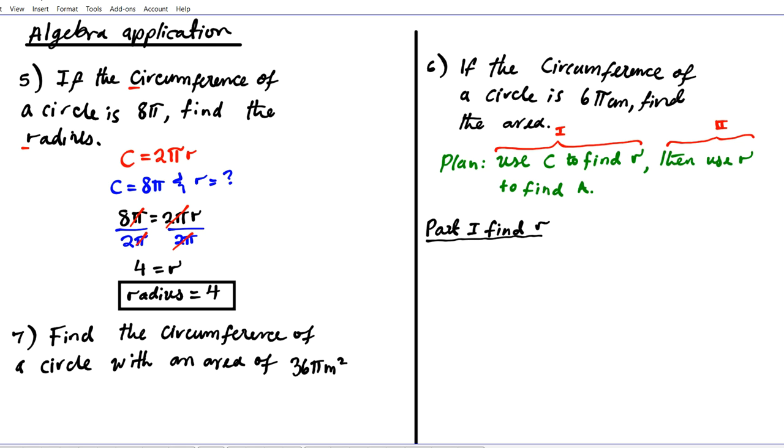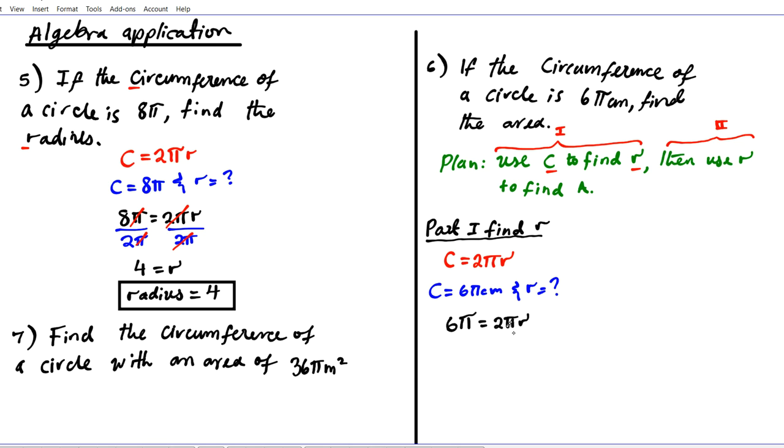So given the circumference, we want to find the radius. So what formula relates to circumference and the radius? We know what it is, right? C is equal to 2 pi r. So this will help us find what the radius is. What do we know? We know that the circumference C is 6 pi centimeters and the radius is unknown. So let's substitute that into the equation. We have 6 pi is equal to 2 pi r. So like we did in number 5, we want to solve this resulting algebraic equation for r.